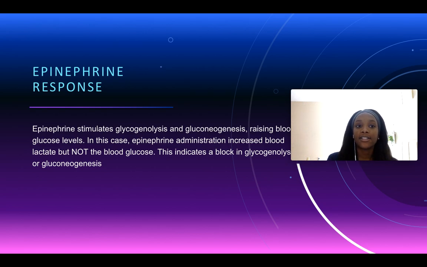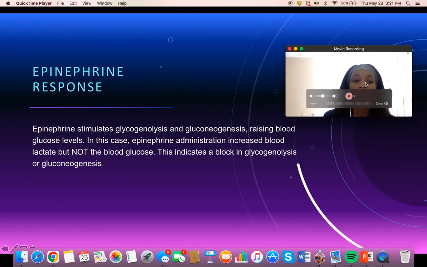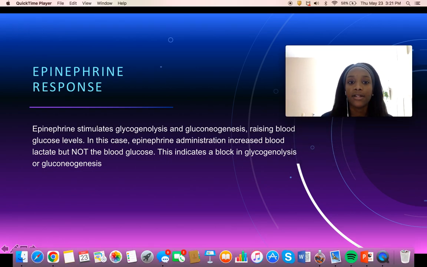So let's talk about the epinephrine response. Epinephrine stimulates glycogenolysis and gluconeogenesis, raising blood glucose levels. In this case, epinephrine administration increased blood lactate, but not the blood glucose. So this indicates a block in the glycogenolysis or the gluconeogenesis.